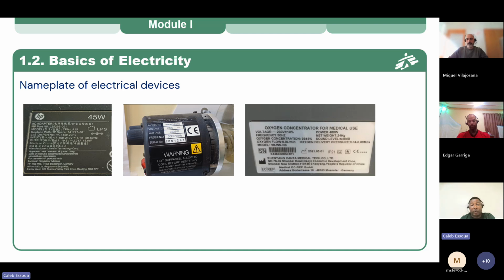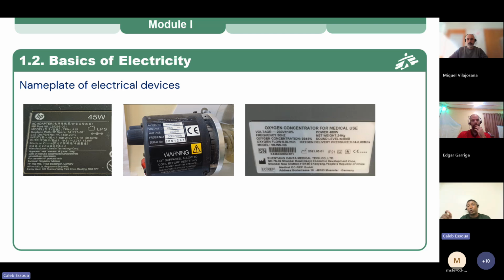But people don't know. They just pick this one and put it in the generator sizing, which is wrong. So here, if you look closely, you will see they mark the voltage range, which sometimes is from 100 to 240 volts, and sometimes it's 100 to 230.